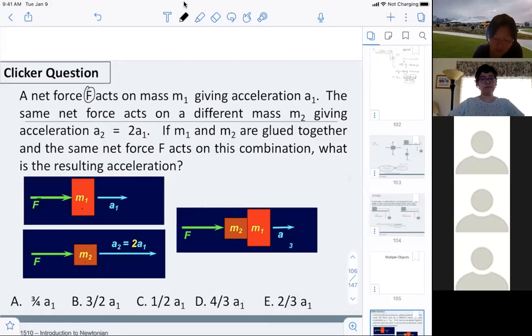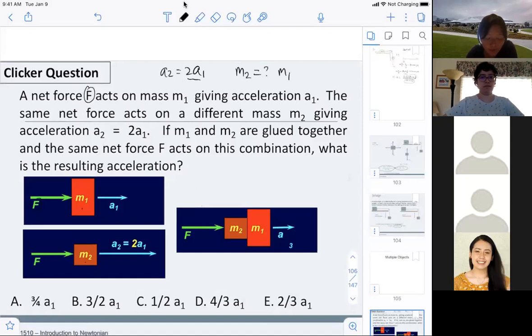Okay, so that probably told you something about the masses. So if A2 is 2 times A1, what can you say about mass 2? How is mass 2 related to mass 1? Is it half of it? It's half of it, right? Because the smaller the mass, the bigger the acceleration. So if the acceleration doubles, which means you have half of the mass. Very good. Now, if you put these two together and you push it with the same force, you get an A3. And what is that, A3?